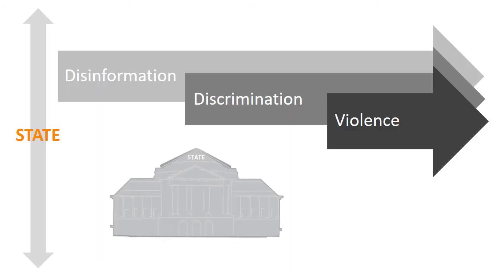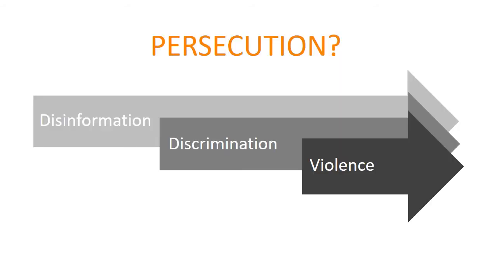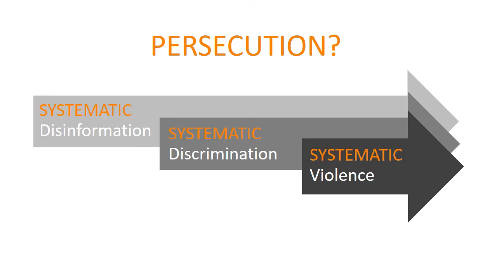Another question we need to ask ourselves is what role the state plays in disinformation, discrimination, and violence. Is it actively contributing to any of these, for example through hate speech, discriminatory legislation, or imprisonments? Or is it passive, doing little or nothing to stop disinformation, discrimination and violence by non-state actors in society. It's hard to say at what point disinformation, discrimination and violence taken together qualify as violent persecution. What we can say is that persecution involves systematic disinformation, discrimination and violence.